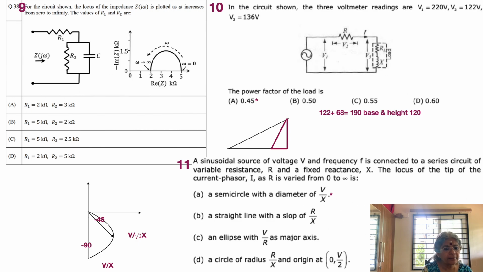And then another aspect has also been taken. When R and X are equal, we see that the current is given by V by root 2 times X, because R and X happen to be the same. And then the angle is equal to 45 degrees. Because the angle is equal to 45 degrees, it will execute a circle, so now we have only a semicircle. That's the reason why the first answer is chosen as right.